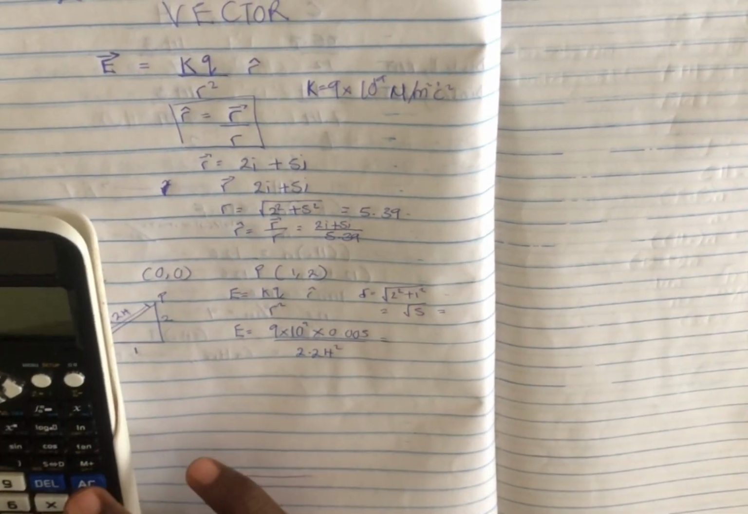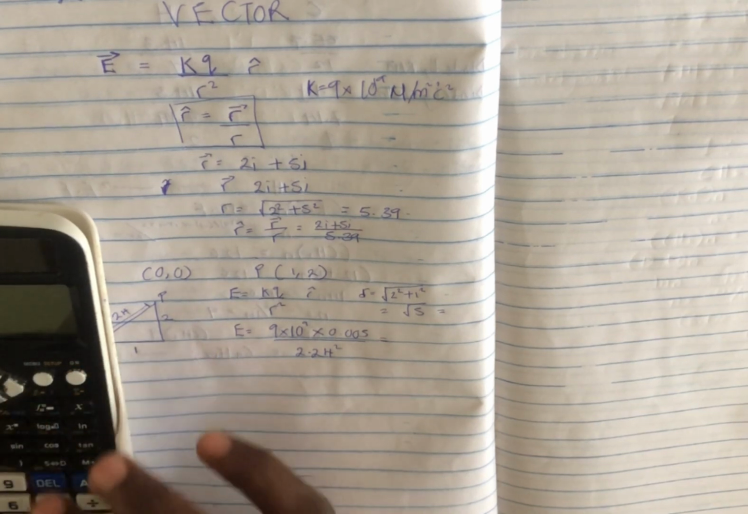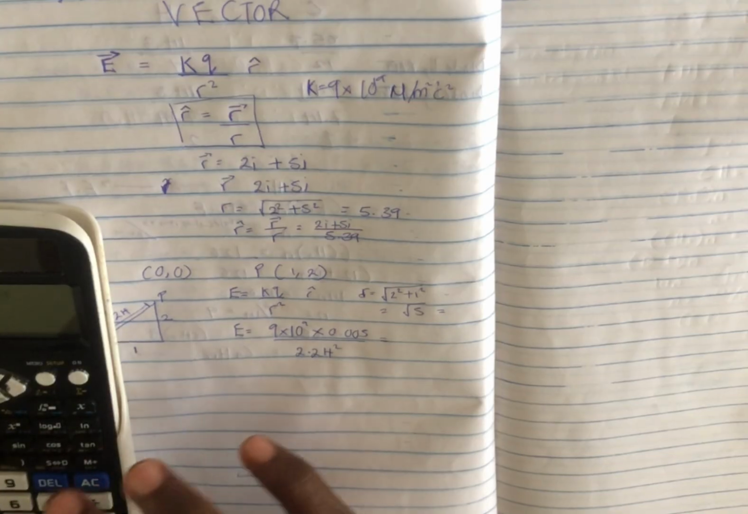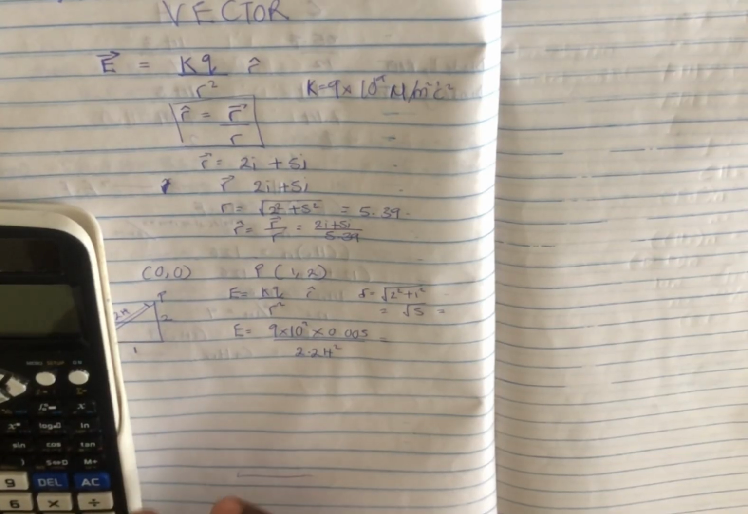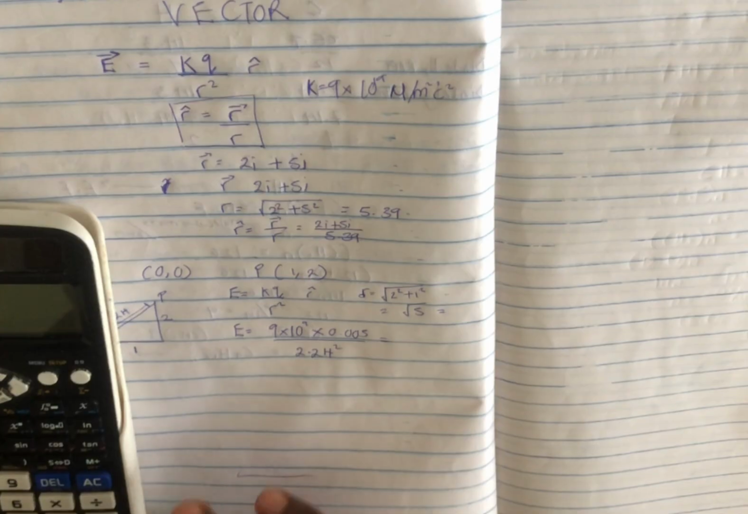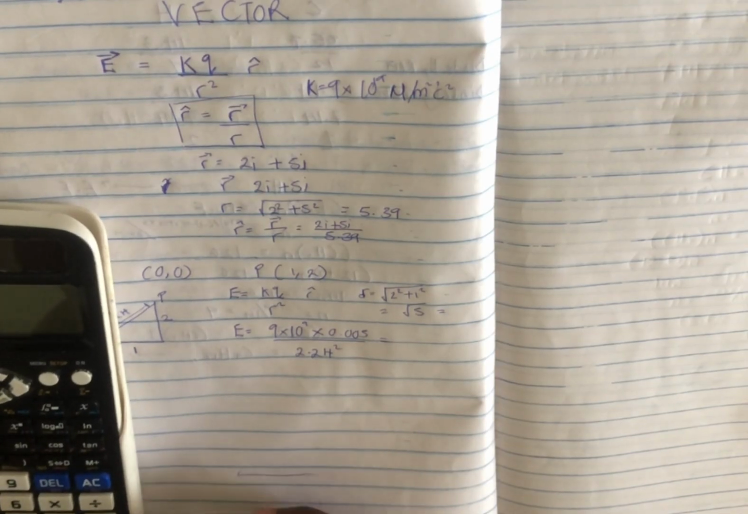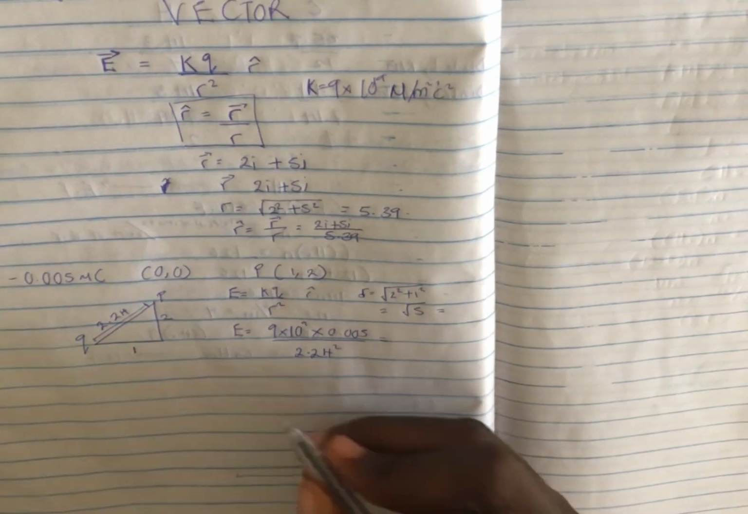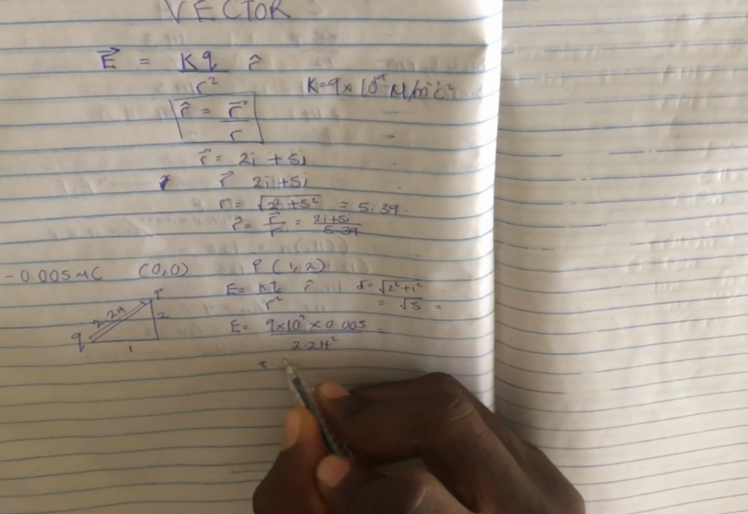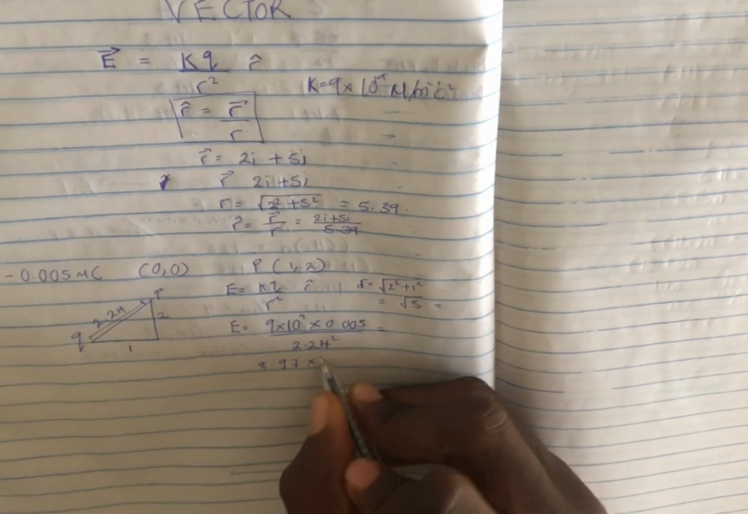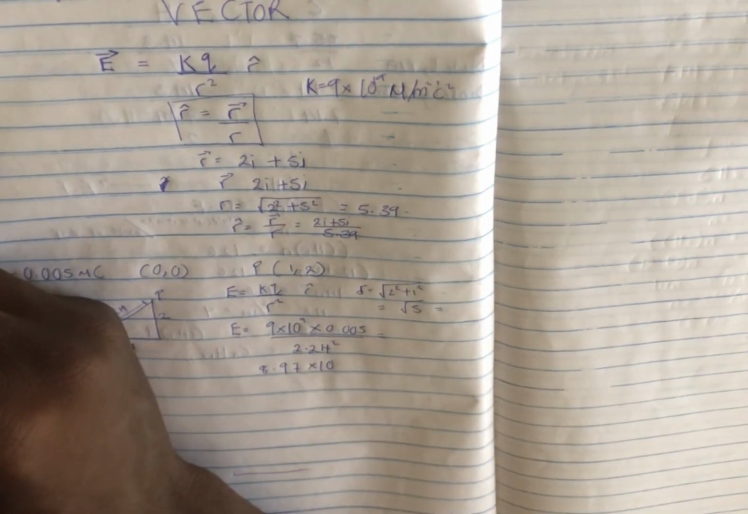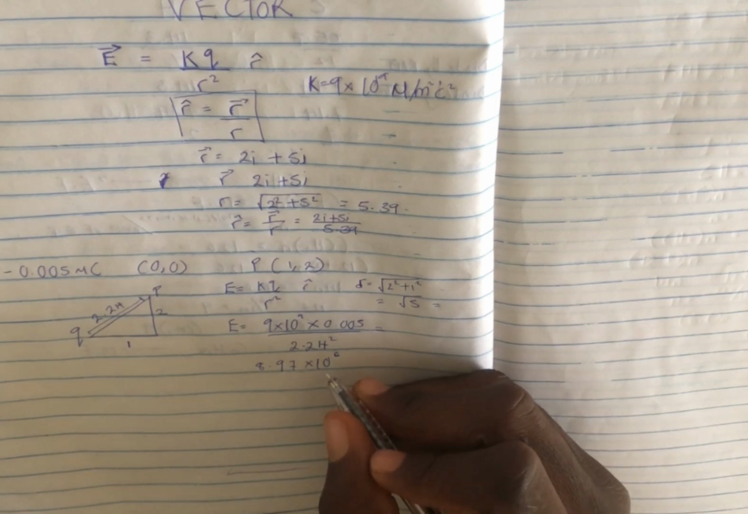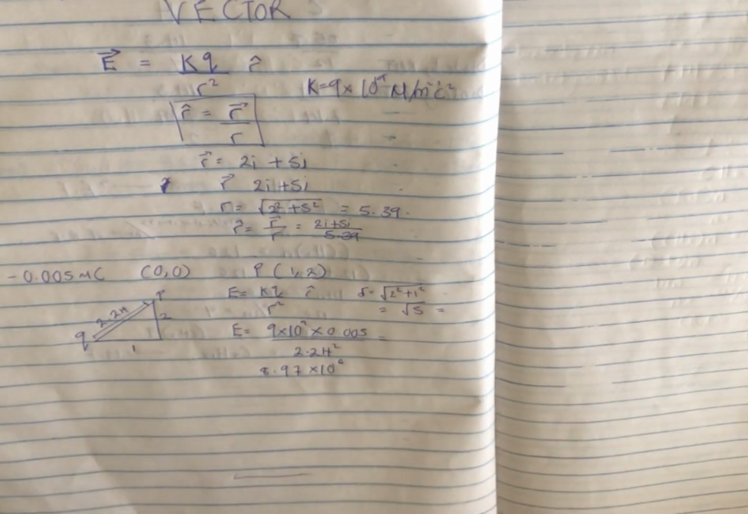So that will be 9 times 10 raised to power 9 times 0.005 times 2, divided by 2.24 squared. So our answer here, we got 8.97 times 10 raised to power 6. So that's what we got as our magnitude for the electric field.